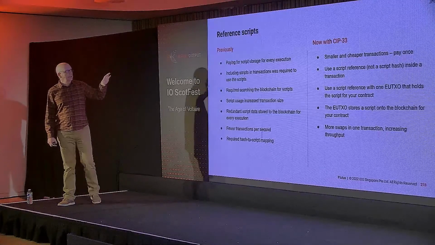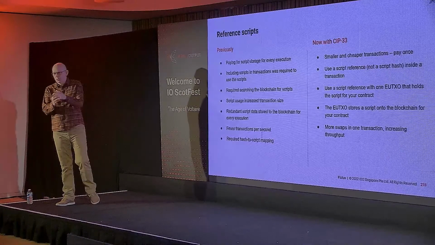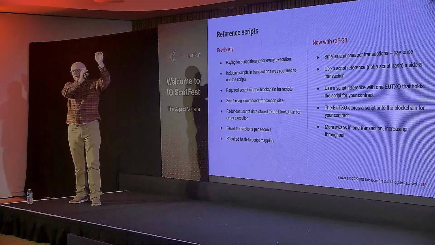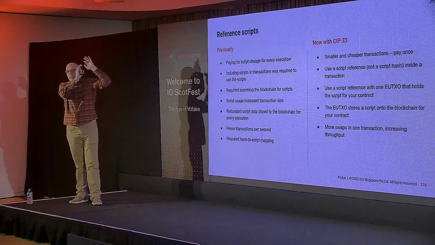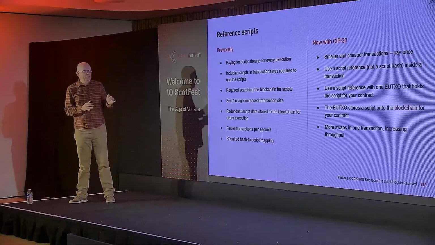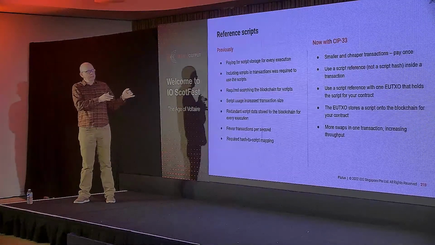So what we can do here is we combine the two previous CIPs. So you have a Plutus script, you put it onto the blockchain using an inline datum, and then you can actually reference it as a script. So it's like a reference input. You're not consuming the Plutus script that's been put on chain.